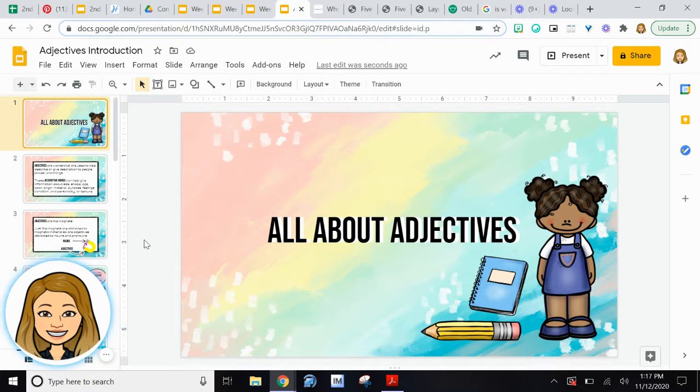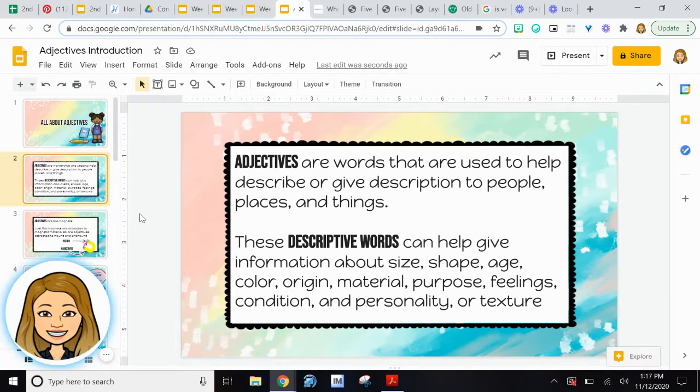Today we're going to be learning all about adjectives. So I bet you are wondering, what is an adjective? Adjectives are words that are used to help describe or give description to people, places, and things. We know that people, places, and things are nouns. These descriptive words can help give information about the size, the shape, the age, color, where it comes from, the material, feelings, personality, and even texture.